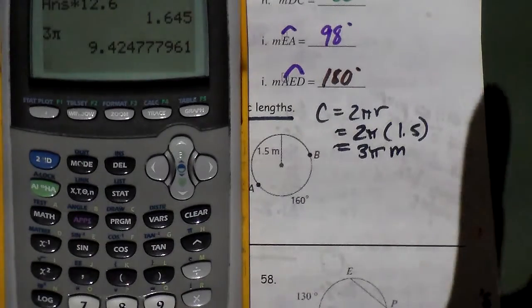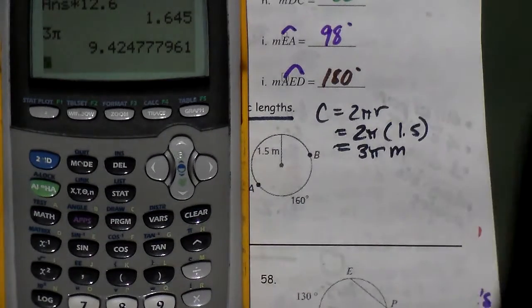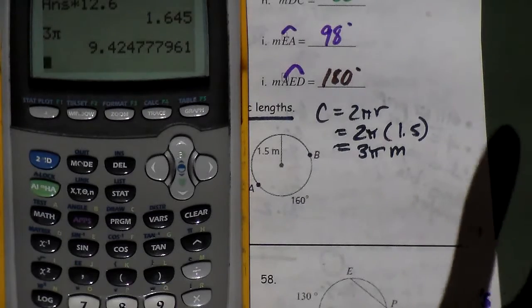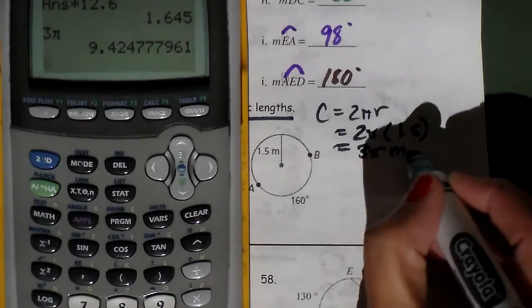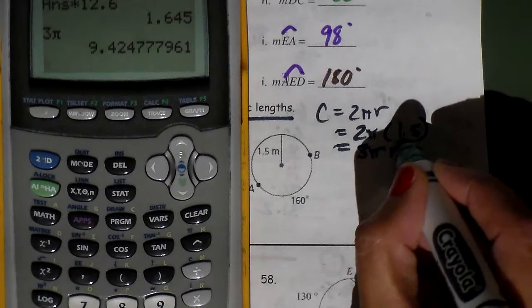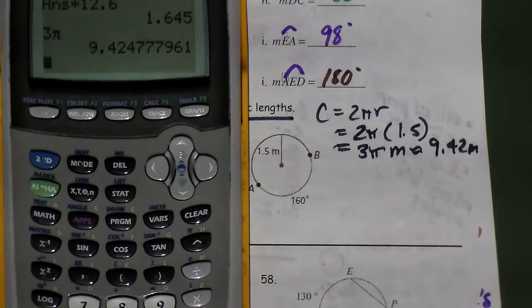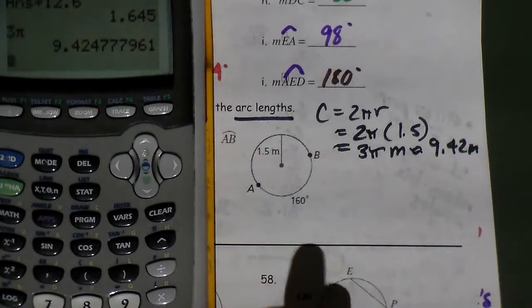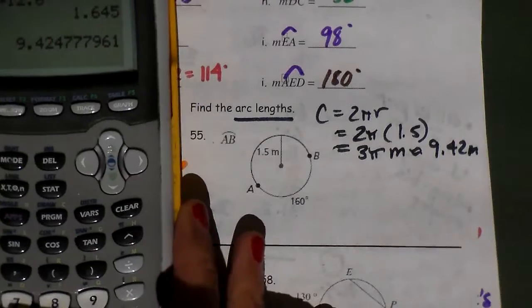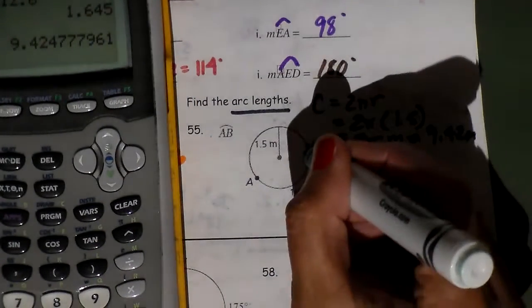But I want y'all to understand what a portion, or sorry, a piece is and how to get a portion and a percentage. So this is going to be approximately 9.42 meters. And that's not meters squared because we're not doing area. Well, we want to know AB.